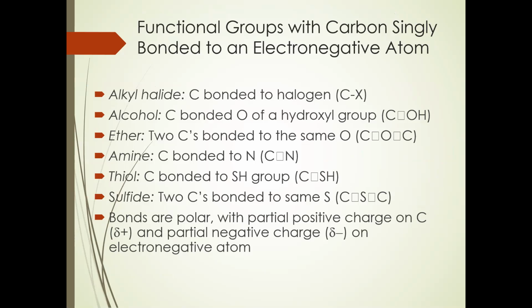Functional groups with carbon singly bonded to an electronegative atom: alkyl halide, carbon bonded to a halogen; alcohol, C bonded to the O of a hydroxyl group; ether, 2 C's bonded to the same O; amine, C bonded to nitrogen; thiol, C bonded to the SH group; sulfide, 2 carbons bonded to the same S. Bonds are polar with partial positive charge on C and partial negative charge on the electronegative atom.